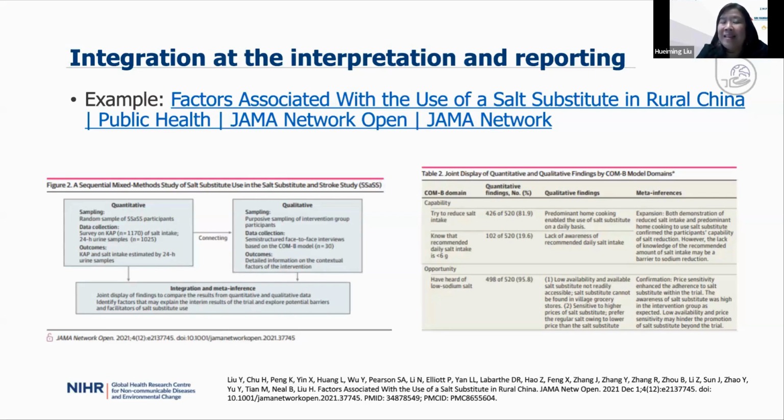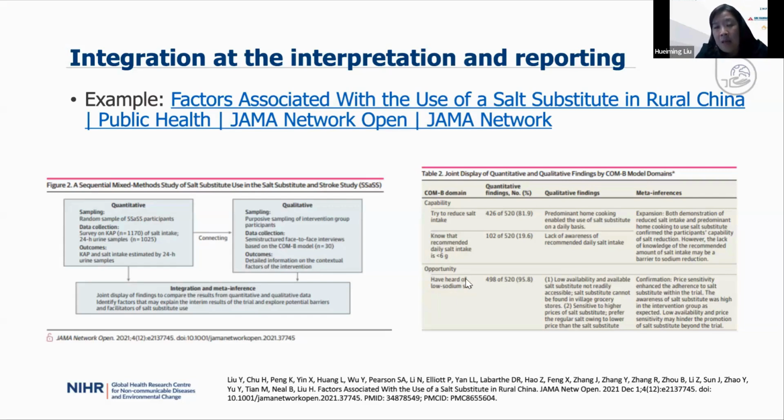However, at the same time, there was also reporting through the qualitative findings that there was actually a lack of awareness of what the recommended daily salt intake was. So while they could use salt substitute, they actually weren't quite sure what the level is. So the meta-inference, where you now equals 3, try to bring those two together, is that, while both the survey and the interviews demonstrated that reduced salt intake and home cooking confirmed the capability, so that COM-B domain of salt reduction, but actually found there was a lack of knowledge will become a barrier to actual sodium reduction in the long term, because there's a lack of kind of understanding of what that recommended level is.